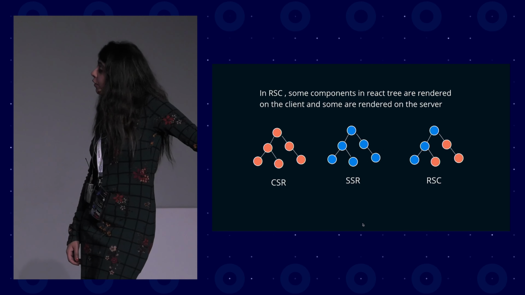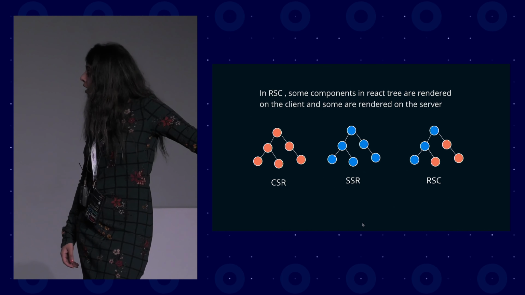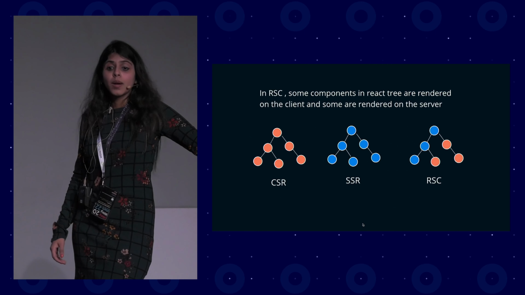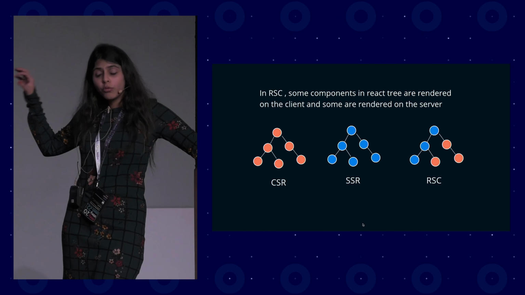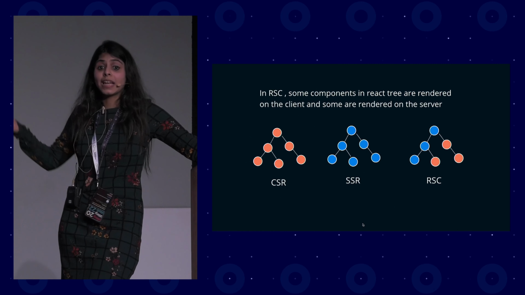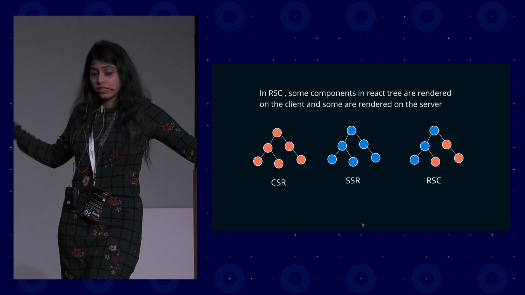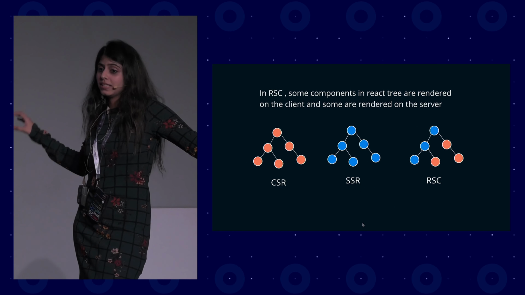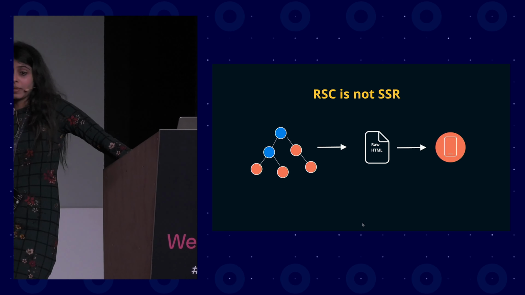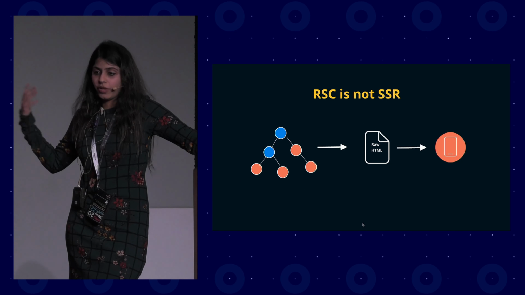Now, in client-side rendering, all the components in the DOM tree are generated on the client. In server-side rendering, all the components are rendered on the server. But in React server components, some of the components can be rendered on the server, and some of the components can be rendered on the client. And when I say that components are rendered on the server, it does not mean that it's server-side rendering. In fact, React server components can be used on top of React server-side rendering.